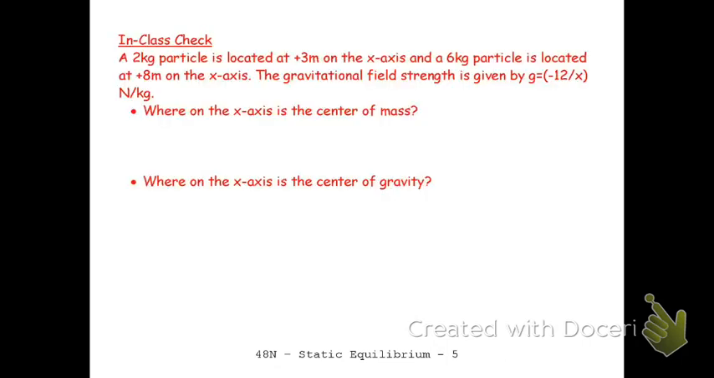So we say a 2 kilogram particle is located at +3. So let's do a little drawing. So there's +3 meters, and that's 2 kilograms.